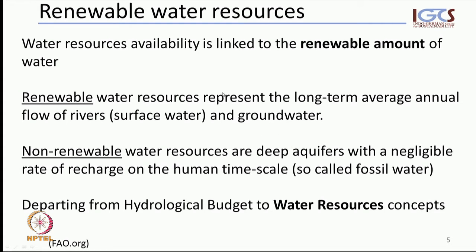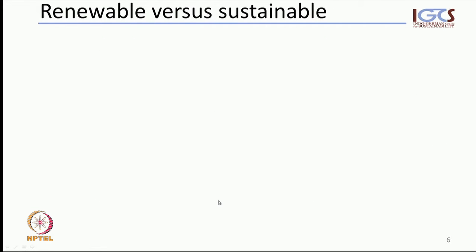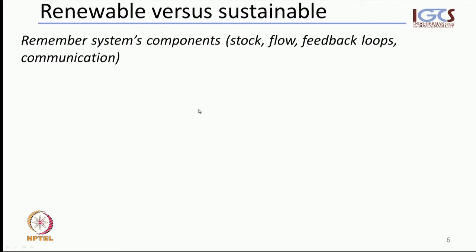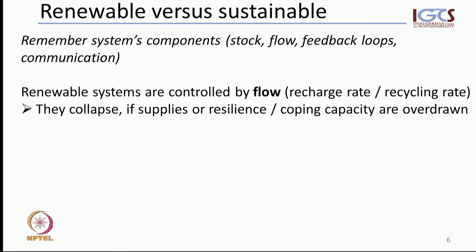And by introducing the term renewable water resources, we are essentially moving into a water resources concept, away from simple hydrological cycles or hydrological budgets. Now, let's ask the question, what do we mean by renewable and at the same time sustainable? Remember the systems components that we have talked about earlier: the stock, the flow, feedback loops, and communication. Now, renewable systems are essentially controlled by flow, meaning the recharge rate, recycling rate, etc.